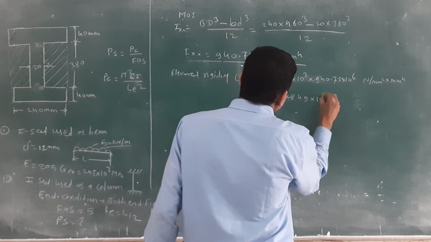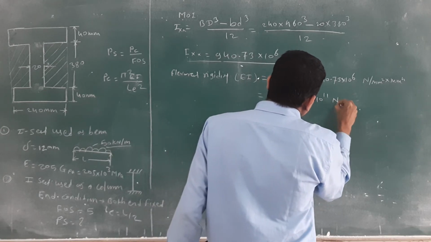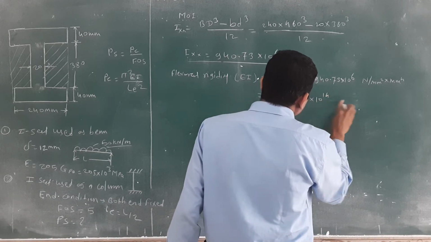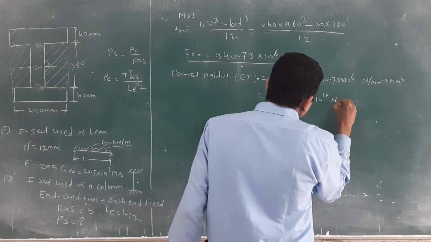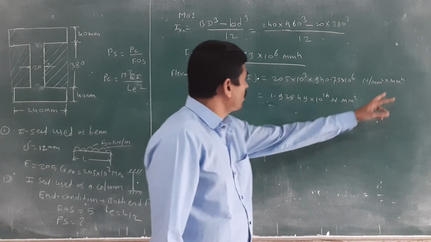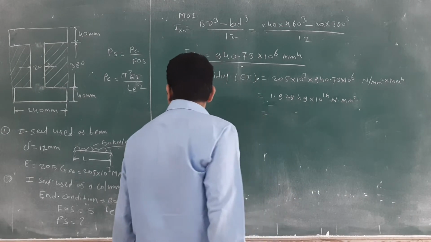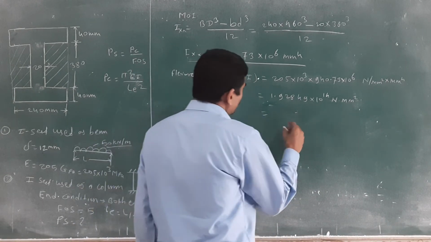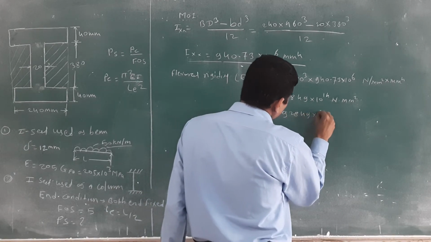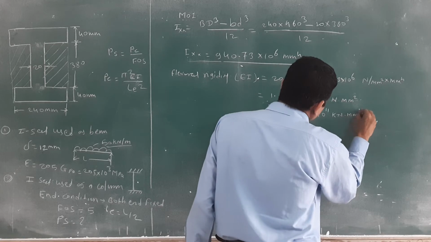If you multiply this, you will get 1.92849 into 10 raised to 14, in Newton mm square. The mm square cancels and you get mm raised to 2 only. But we want to convert this value into kilonewton. To convert it, we get 1.92849 into 10 raised to 11 kilonewton mm square.